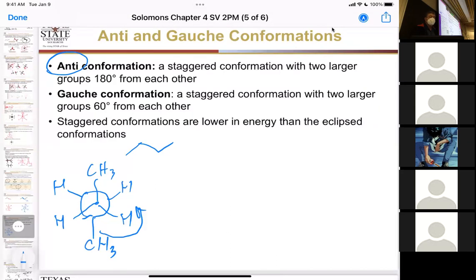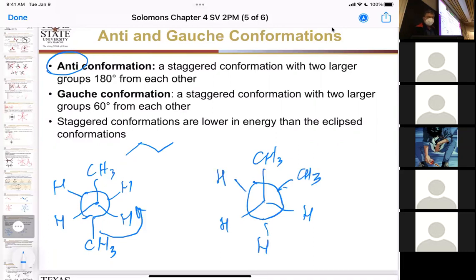Okay, the other thing we can have is, what if we rotated the back 120 degrees to put it where that hydrogen is? Okay, we're going to draw the front like we had it before. CH3, H, H. We're going to draw the back carbon. And now we're going to switch it out. So this is our CH3. This is our hydrogen, and this is our hydrogen.